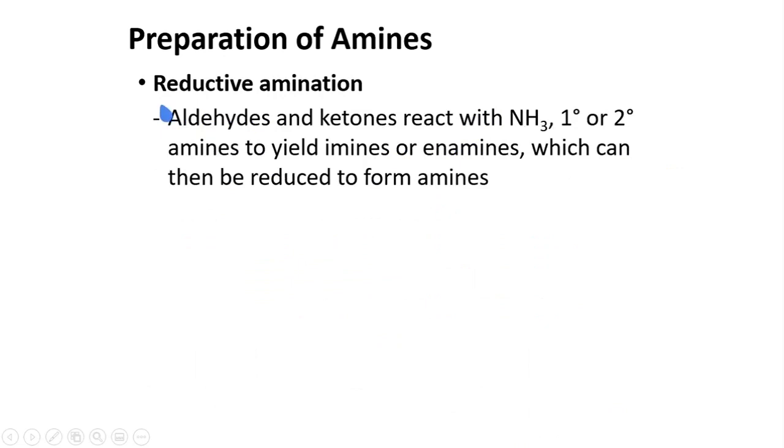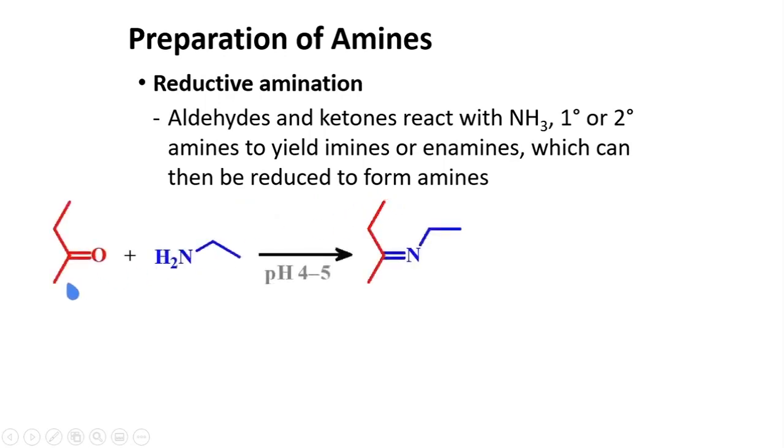The most reliable method for preparation of amines is called reductive amination. Here you can start from an aldehyde or a ketone and react it with ammonia, primary or secondary amines to yield imines or enamines, which can then be reduced to form amines. For example, 2-butanone here can react with ethanamine at pH 4 to 5 to form this imine. We have discussed imines on the topic of aldehydes and ketones.